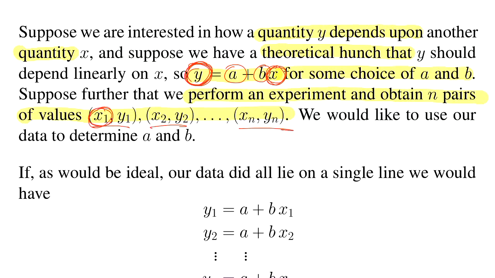So you pick the temperature to be 5, and then you measure the pressure, and then you pick the temperature to be 10, and then you measure the pressure, and then you pick the temperature to be 30, and you measure the pressure, and so on. Right? So you get all of these data points. You want to find A and B. So how are you going to find A and B?